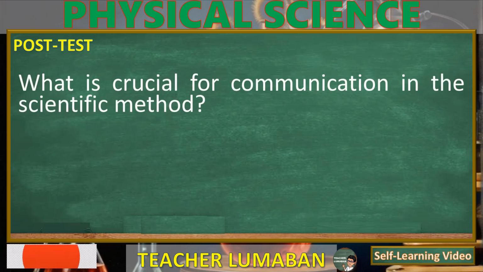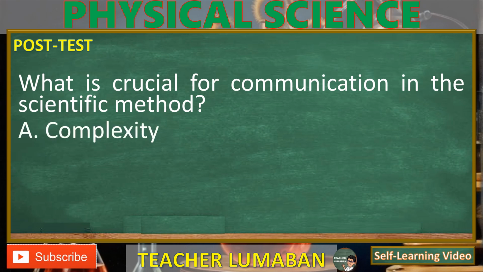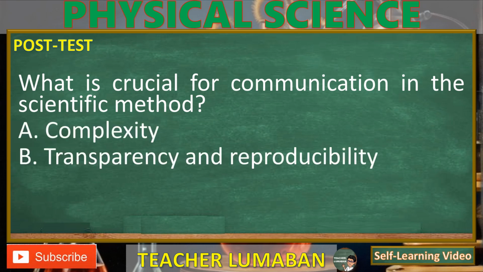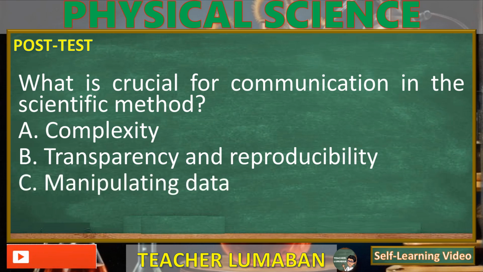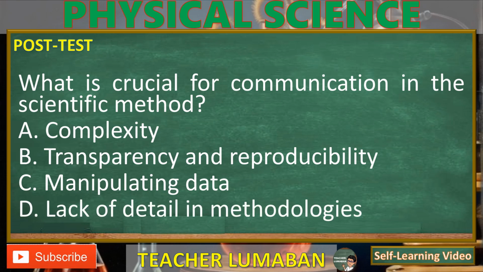What is crucial for communication in the scientific method? A. Complexity. B. Transparency and reproducibility. C. Manipulating data. D. Lack of detail in methodologies.